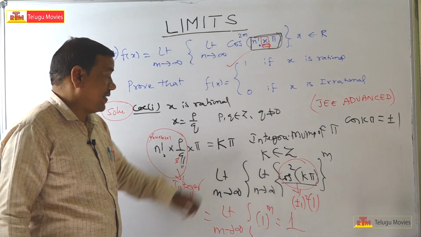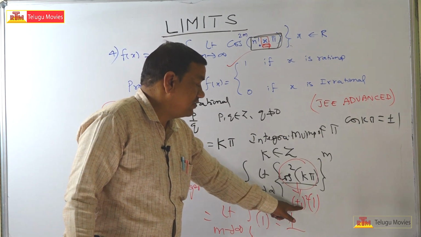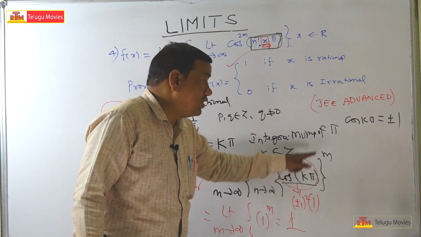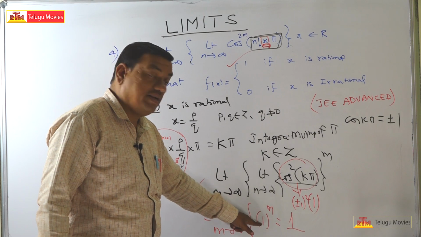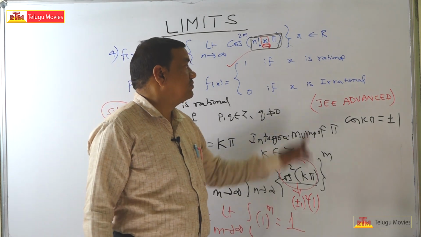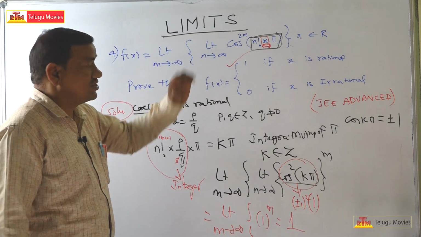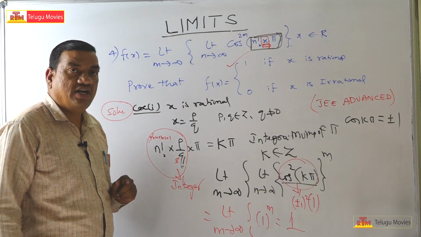integral multiple of pi. Therefore, cos k pi is plus or minus 1, whole square is equal to 1 to the power of m, as m tends to infinity. So, here the base is 1. So, therefore, 1. So, therefore, irrational number, rational number. When x is a rational number, your functional value approaches 1. Okay? And I hope that you understand this problem.